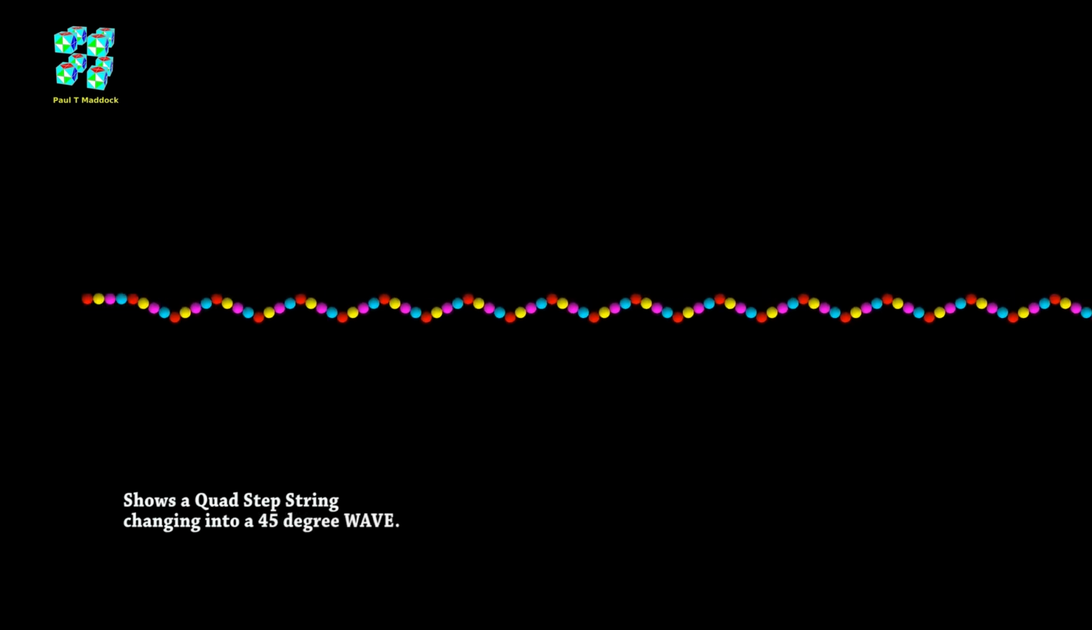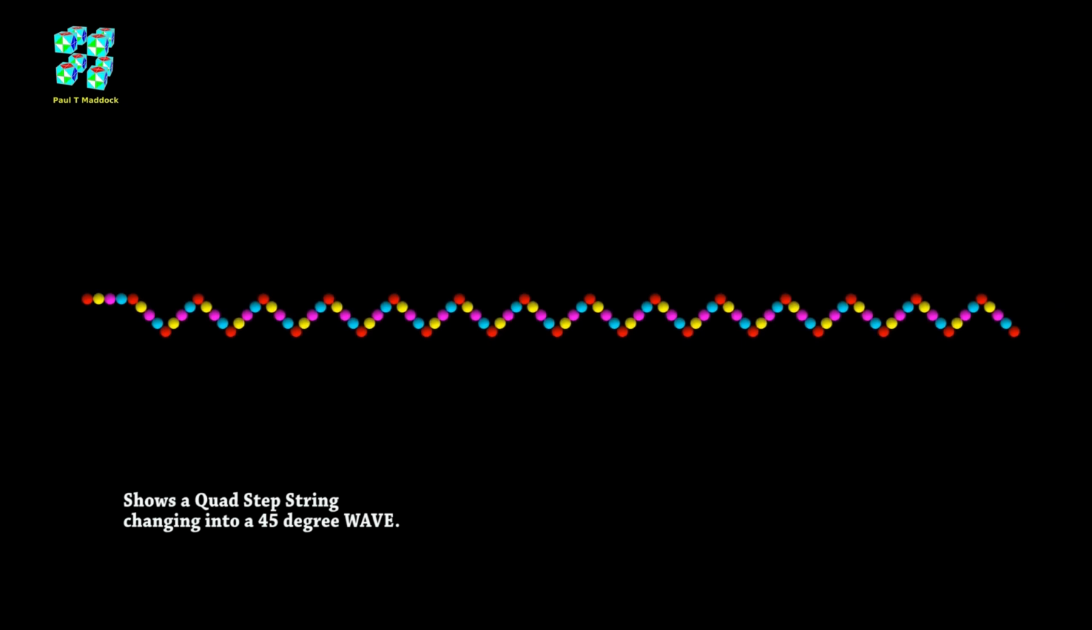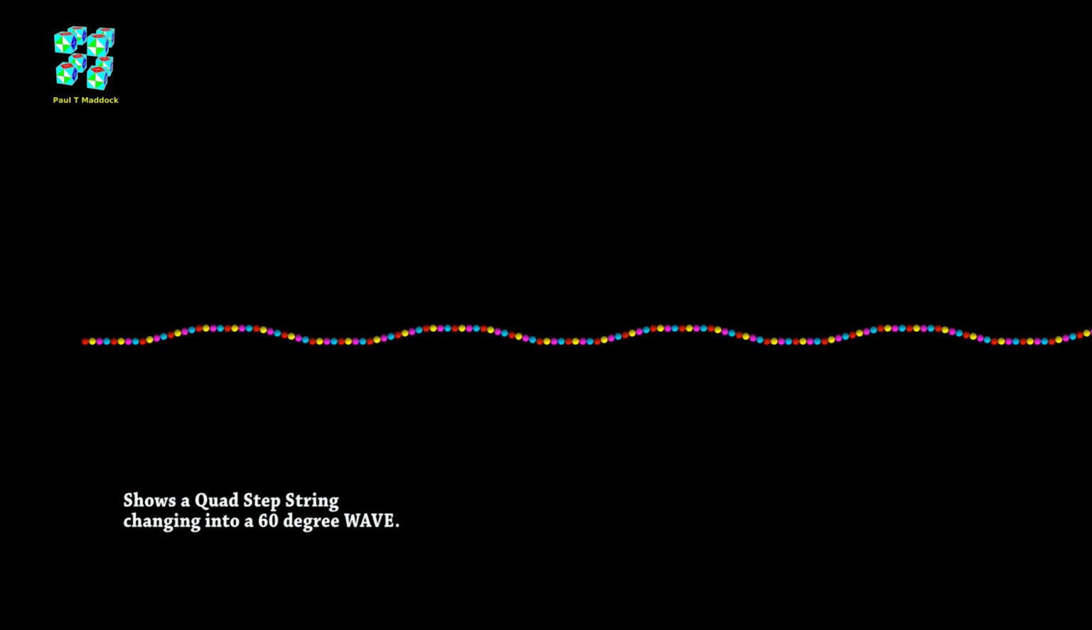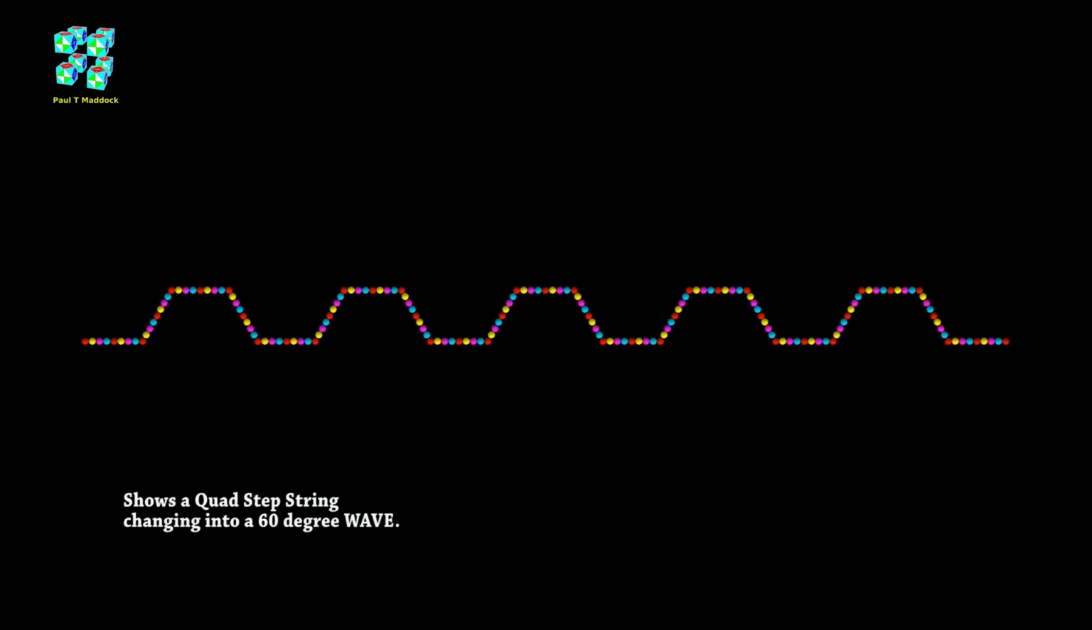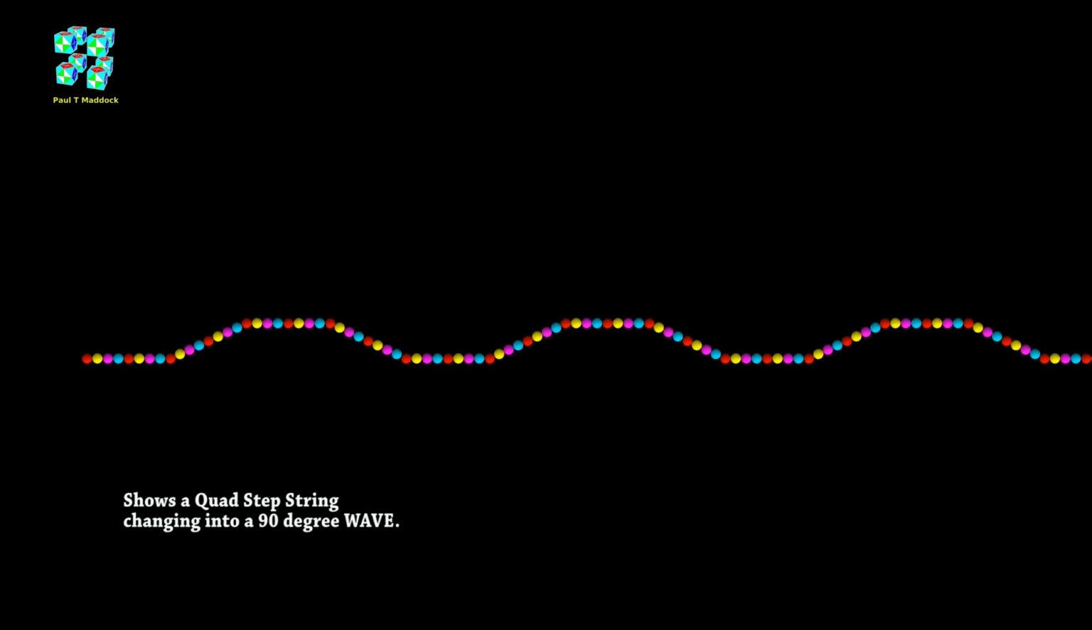Okay, now I'm going to show you a 45-degree string, and this works very similar to the 30-degree string. Okay, the next string is going to be a 60-degree string. I think this is one of the nicest ones. Okay, I've got one more string to show you, and this is a 90-degree, and this brings a square waveform.